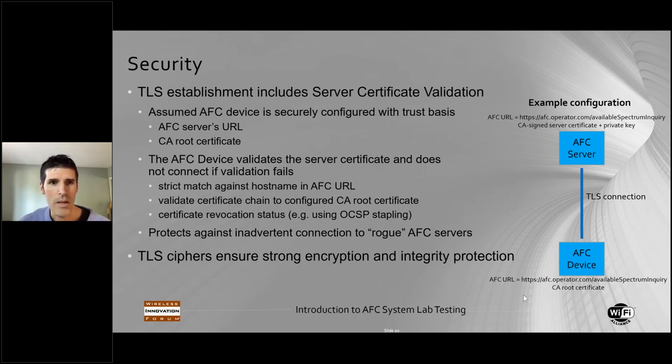There are, I guess, three main parts to that. One of them is strictly matching the host name of the AFC server against the host name in the URL that the AFC device has been configured with. Second part is validating the whole signing chain between the server certificate and the CA root cert that's configured on it. And the third part is verifying the current certificate revocation status, for example, using OCSP stapling, probably the most common way. So that combination makes sure that validation happens, and that the device is connecting to the AFC server that it's expected to be connected to.